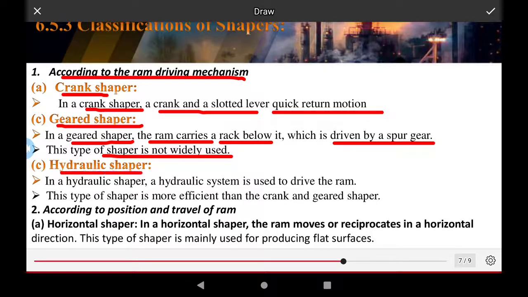Hydraulic shaper. In the hydraulic shaper, a hydraulic system is used for driving the ram. This type of shaper is more efficient than the crank and gear shaper. According to the position and travel of the ram: horizontal shaper, in which the ram moves reciprocating in the horizontal direction. This type of shaper is mainly used for producing flat surfaces.